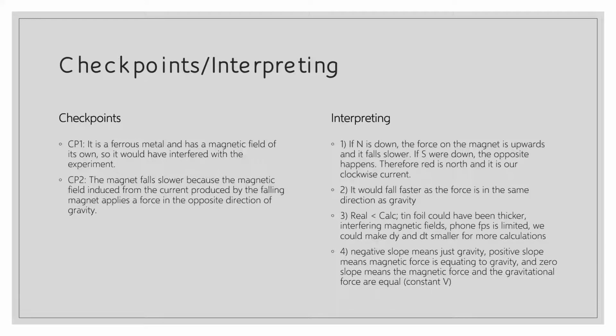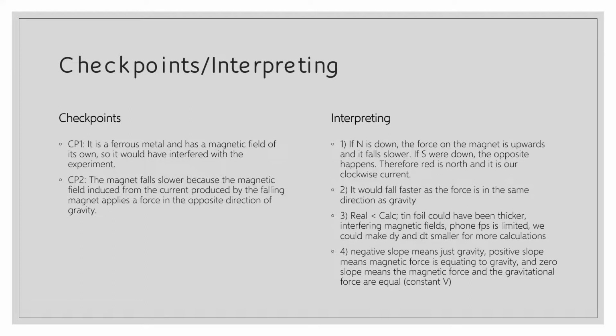Interpretation. If north is pointing down, the force on the magnet is upwards and it falls slower. That's because the induced current, if north is pointing down, is clockwise, which creates a force on the magnetic field that points upward, which is against the direction of gravity. If south were pointed down, the opposite would happen, and the magnet would fall a little faster than it would if north were down. Therefore, red is north, and red is the clockwise current. It would fall faster, as said above. The force would be in the same direction as gravity if south was pointing downwards.